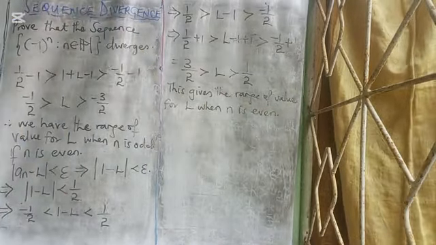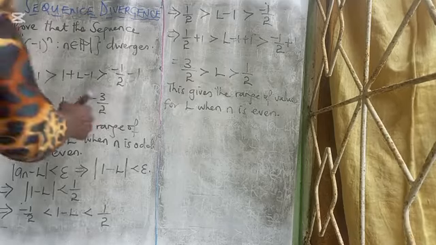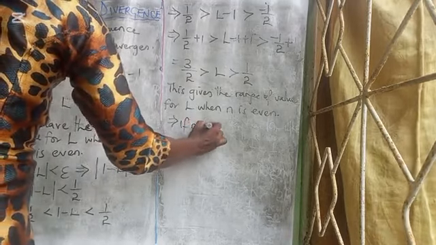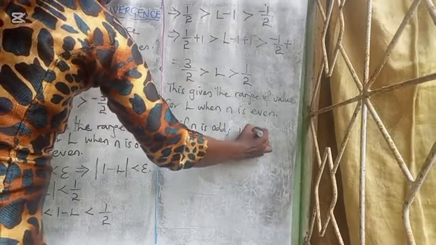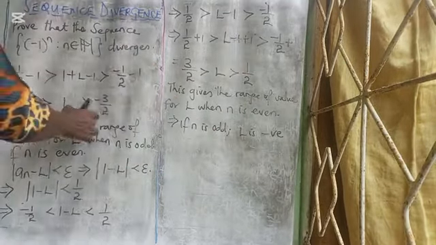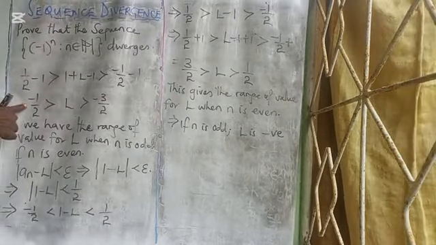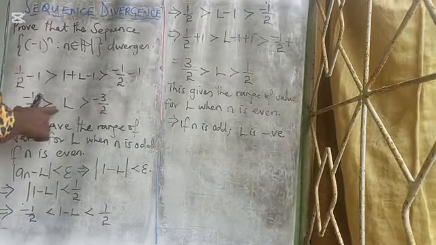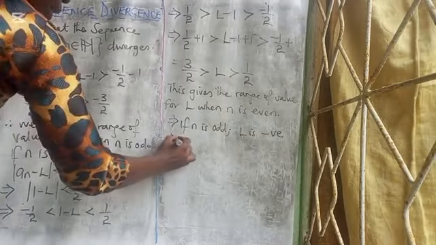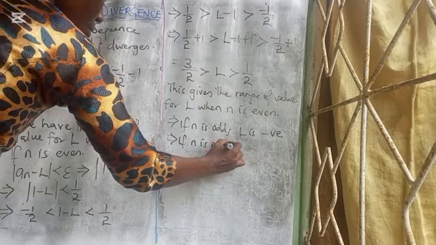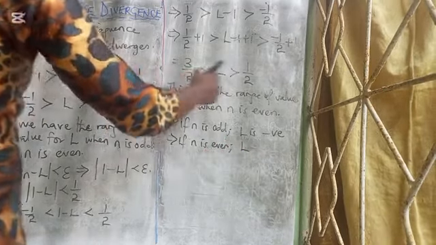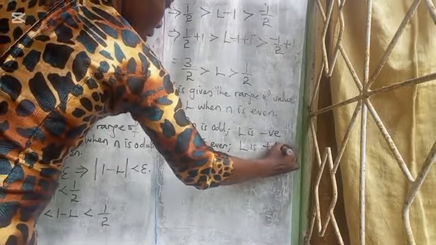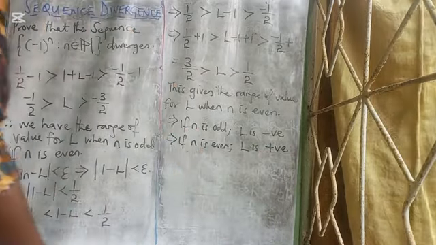Now, if we look at the range of values, what does it tell us? When our N is odd, our L is negative, as we can see in the range of values of our L, beginning from minus 1 over 2 to what? Minus 3 over 2. Minus 1 over 2 greater than L greater than minus 3 over 2. And if N is even, again, as we can see here, our L is positive. L is positive. So what does that mean?